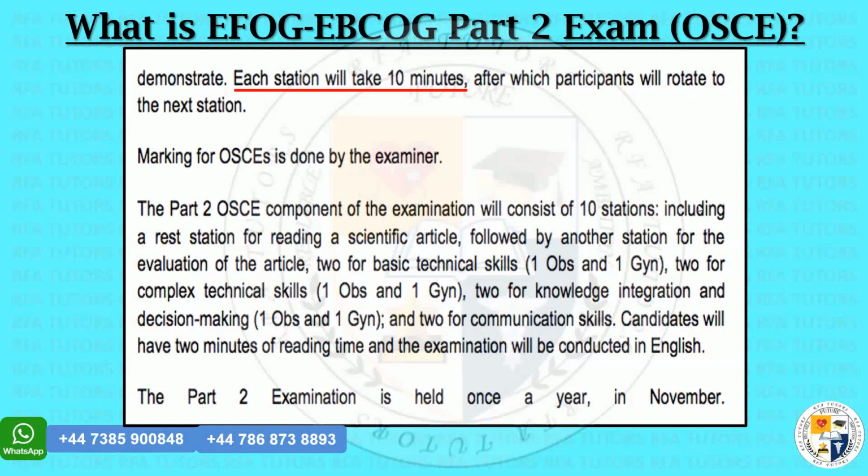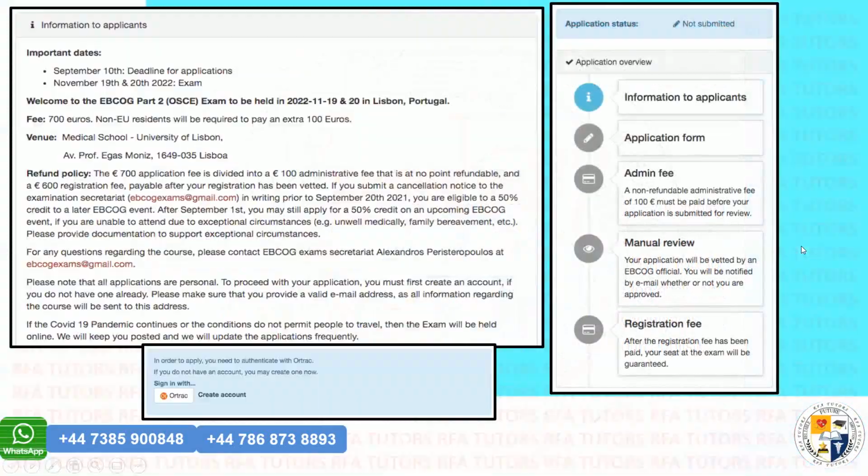And the OSCE is being marked by an examiner at every station. Dr. Sidra Ali will be going through the components and the stations with you briefly later on. So, some important dates to remember. One is the deadline, which is the 10th of September, so you have about 2.5 months before the deadline for applications. And the exam will take place on the 19th and 20th of November over the course of 2 days.